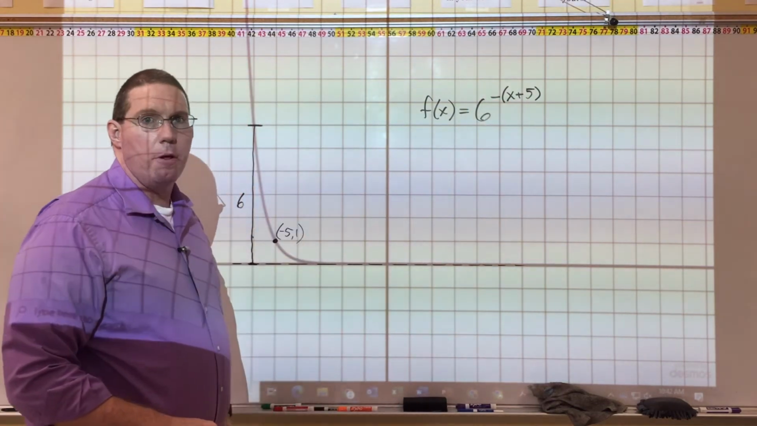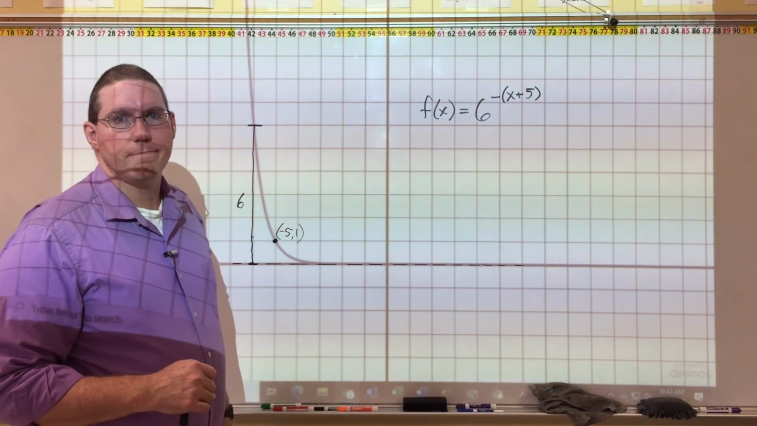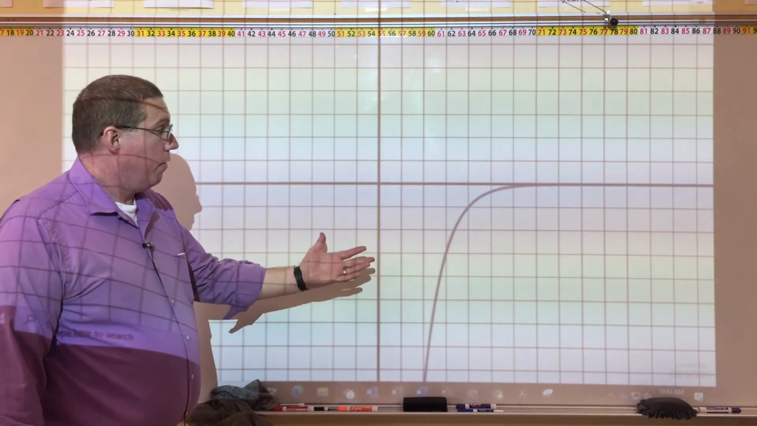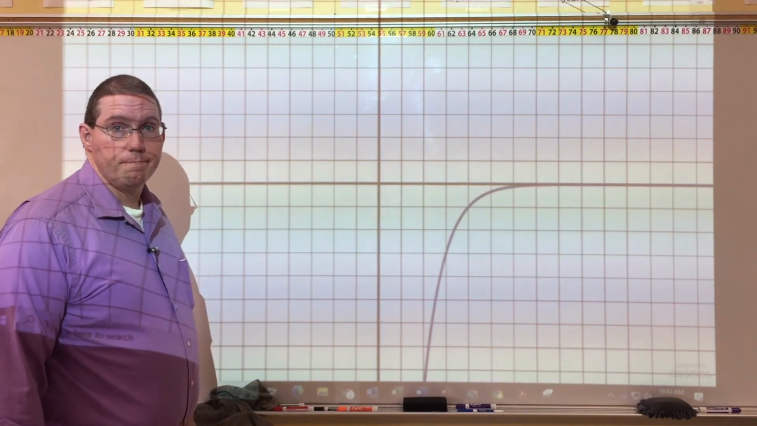Let's do one more example, and then in the next segment we'll put together the vertical and the horizontal shift in one thing. All right, here's our last example. If you want to, pause the video and see if you can figure this one out on your own.